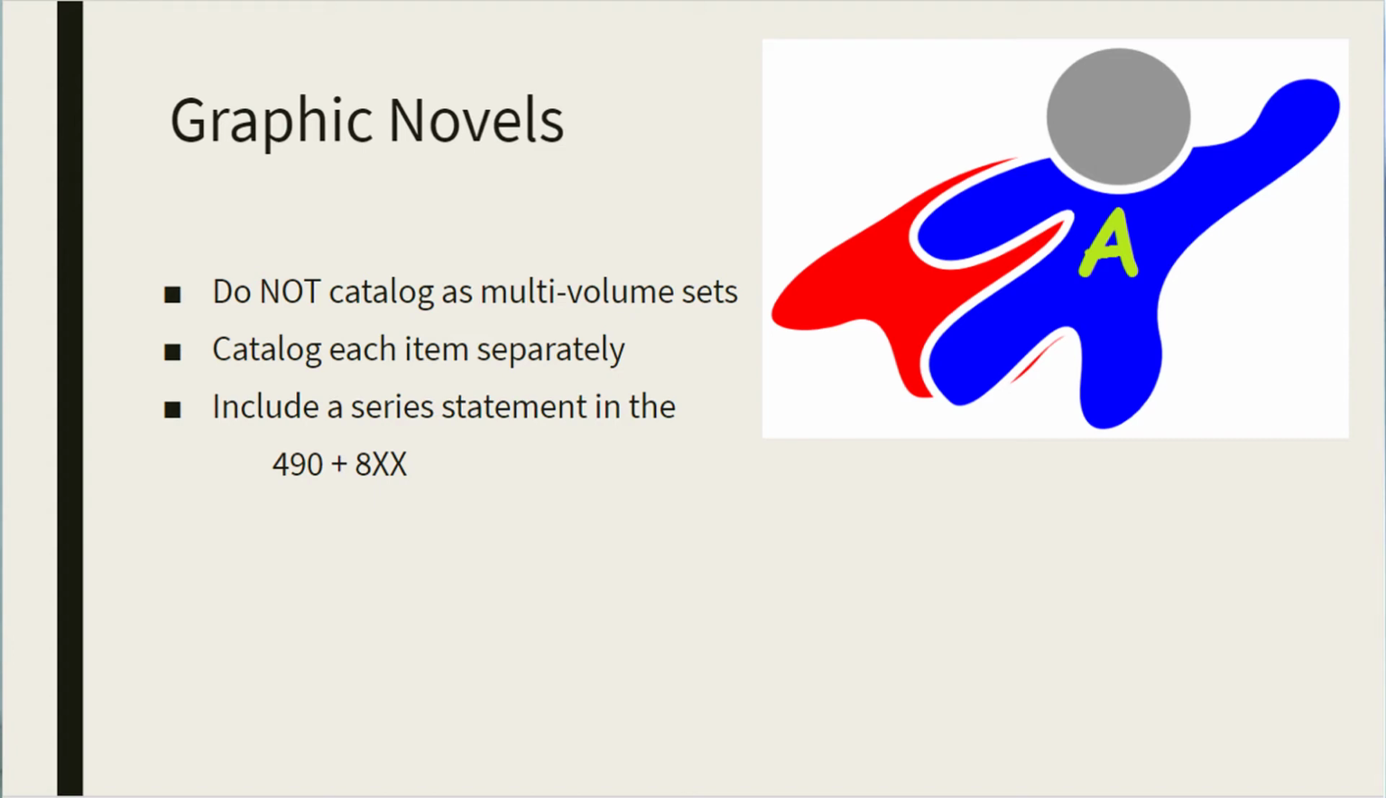Make sure it includes a series statement, though, for how it ties in with the other graphic novels that go with it. So you've got Batman versus the Joker, Volume 3. Well, you need to have that in the series statement so that you can relate it to Volumes 2 and 1 and 4 and 5 and whatever else is there. So if the series statement isn't there, go ahead and send that to a bibliographic cataloger.